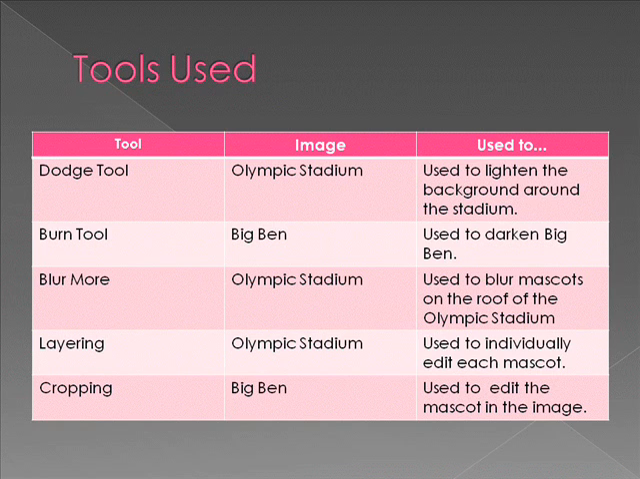I also used the blur more tool. This tool was used on the image of the Olympic Stadium. The purpose of using this tool was so that I could gradually fade the images of the 2012 mascot and therefore give the impression that it was running around the top of the stadium. The layering tool was used on the image of the Olympic Stadium. This is so I could edit each mascot individually. I also used the crop tool on the image of Big Ben. The purpose of this was so that the part of the mascot that was not needed could be removed from the image and thus create an improved image.